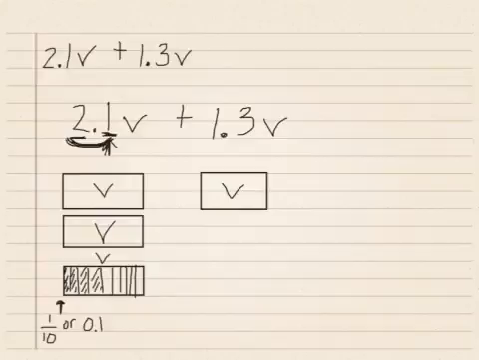And what we see is, how many whole groups of v do we have? We see that we would have 3 whole groups of v, and we would have 4/10 of another group of v.